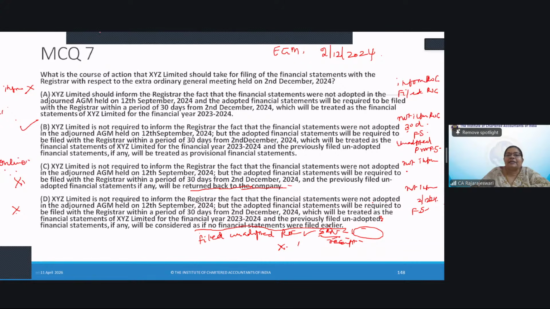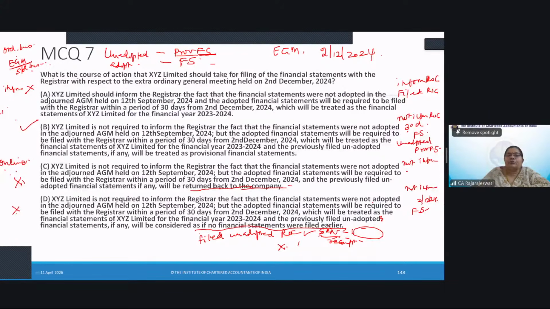So the concept is that an unadopted financial statement will be treated as a provisional financial statement. Then after you adopt it in an EGM, the adopted financial statement will be treated as the financial statement. Because compliance is not done, you will treat it as a provisional financial statement only. Now in this peculiar case, adoption of accounts is an ordinary business. But as per rule, any business transacted in an EGM is a special business.